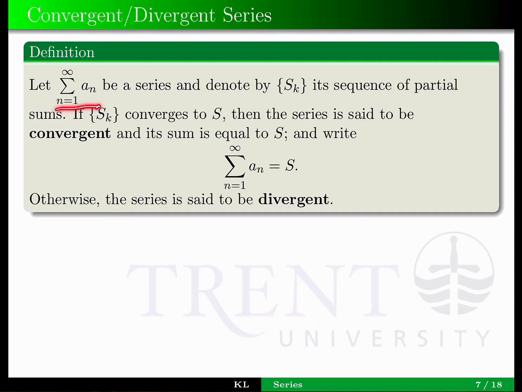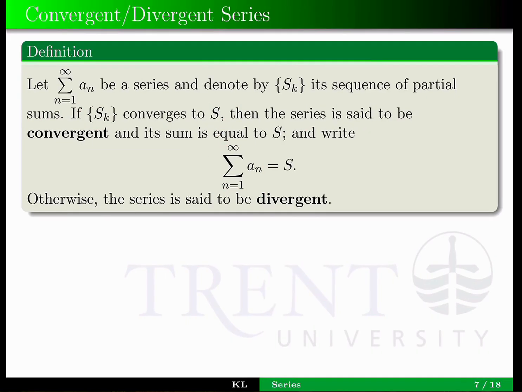Let sum of a_n be a series and denote by Sk its sequence of partial sums. If Sk converges to S, then the series is said to be convergent, and the sum of the series will be equal to S. Now, if this sequence does not converge, then we say that the series does not converge or is said to be divergent.